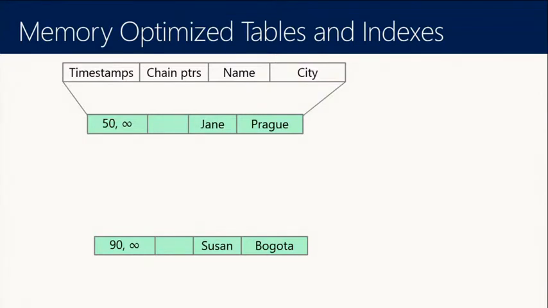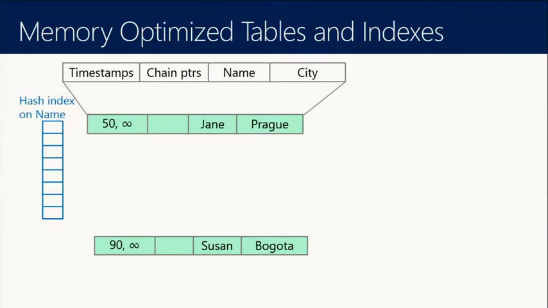Now, I have here 2 sample rows. As I said, rows are the atomic storage units, so they are not organized in any other structure. We just have rows in memory. In my example, I have 2 rows, Jane, Prague, and Susan, Bogota. If we look at the timestamps, the row Jane Prague is valid from time 50 to infinity, which means that it's visible for every transaction that started at time 50 or higher. This timestamp is just an increasing integer. And Susan Bogota is visible to every transaction with time 90 or higher.